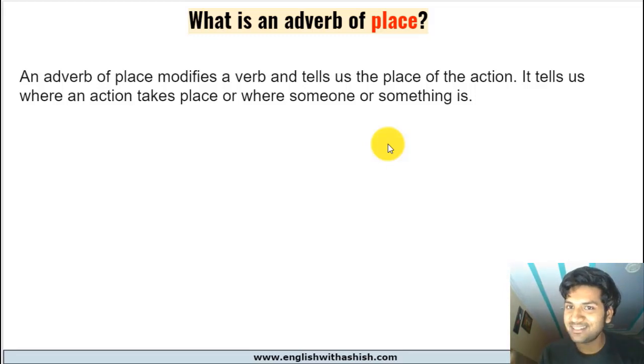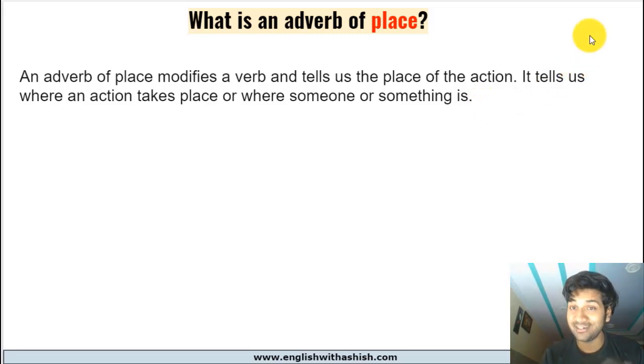Alright everybody, the very first thing we'll do is we'll understand what an adverb of place is. Then we'll look at some examples of adverbs of place. Alright, let's look at the definition and understand what an adverb of place is. So an adverb of place is a type of an adverb that modifies a verb, that gives information about a verb and tells us the place of an action. It tells us where an action takes place or where someone or something is. So it indicates the place of an action, or it talks about where somebody or something is.